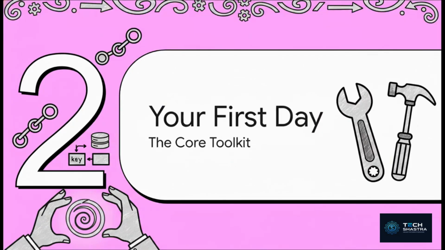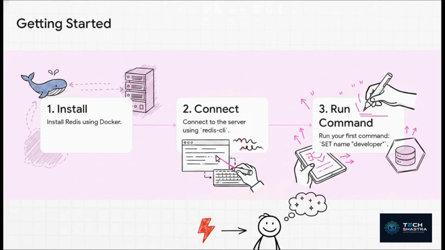All right, that's enough theory for now. Let's pretend it's your first day on the job and it's time to get your hands dirty. We're going to walk through the core toolkit, the basic commands and ideas you'll be using pretty much every day. And you know what? Getting started is ridiculously easy. Seriously, with Docker, you can have a Redis server up and running in seconds. Then you just open up the command line tool, Redis CLI, and run your very first command, set name developer. And boom, you've just stored your first piece of data.